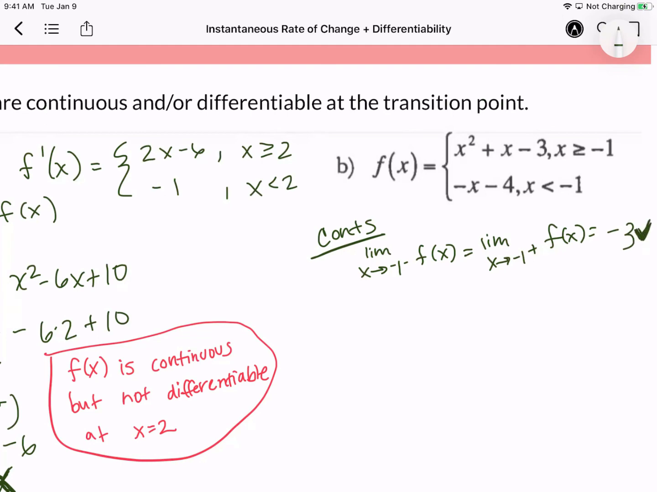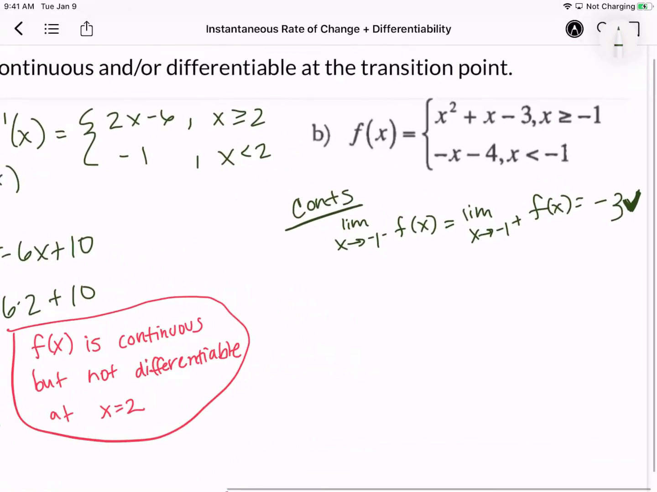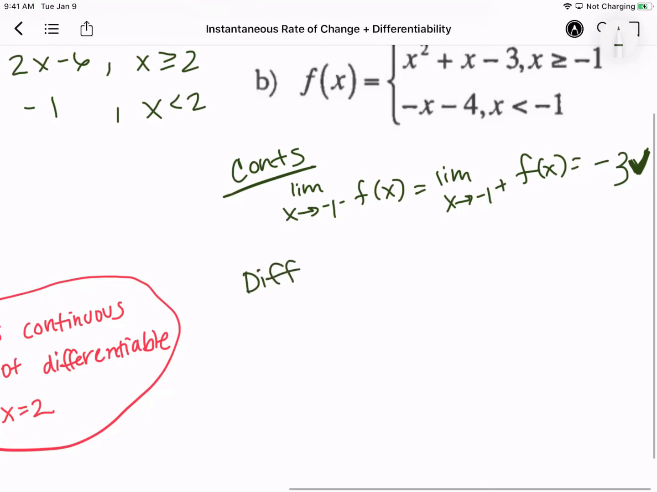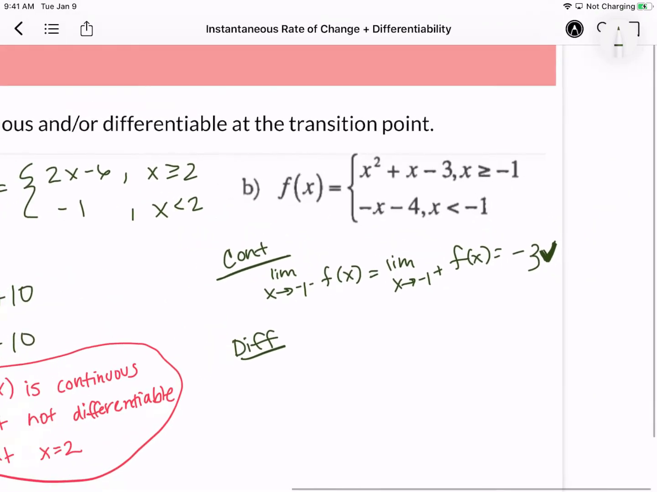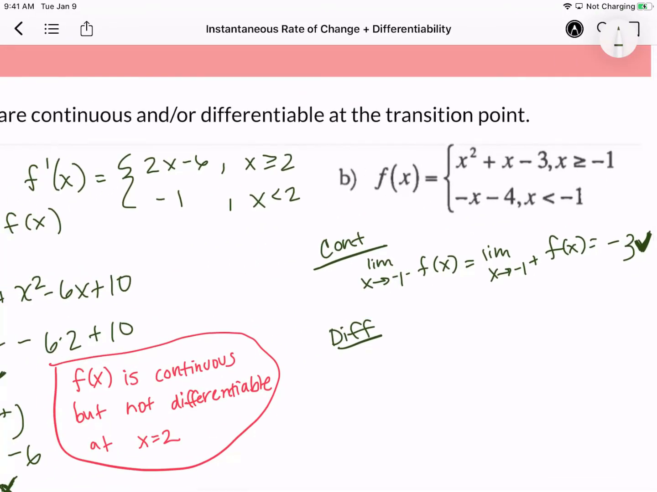Even though we did the work, we still need to write this summary statement to say yes, this is continuous. And then let's check differentiable. Checking differentiability, I'll give you f prime again. So f prime of x equals 2x plus 1 for x greater than or equal to -1, and it equals -1 when x is less than -1.